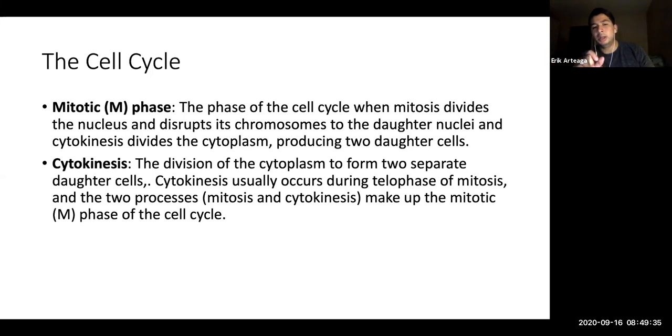Interphase is going to be that separate phase. It's going to be away from the mitotic phases, or the M phase, okay? So cytokinesis is the division of the cytoplasm to form two separate daughter cells. Cytokinesis usually occurs during telophase of mitosis, and two processes, mitosis and cytokinesis, make up the mitotic M phase of the cell cycle, okay? So this will be that last event that separates the two new daughter cells into their own units, okay? So this is that pinching, the invagination of that membrane, and then that separation between those two cells, okay?